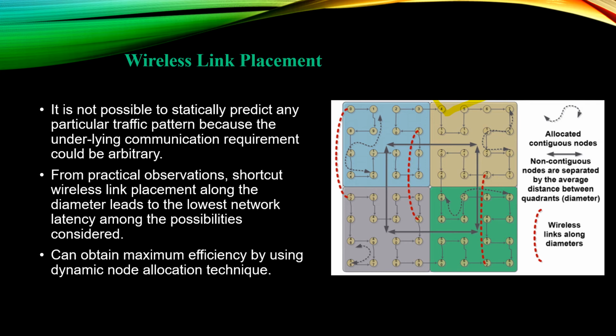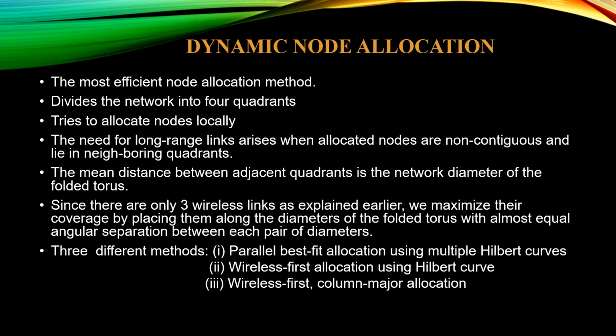Also, we can further increase the efficiency by using the dynamic node allocation technique. The dynamic node allocation is the most efficient node allocation method. As mentioned earlier, it divides the network into 4 quadrants, and it tries to allocate the nodes locally. When a job is assigned to the nodes which are far away, that is, the nodes are non contiguous in nature, then there arises the need for long range links.